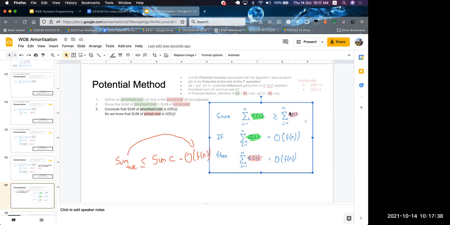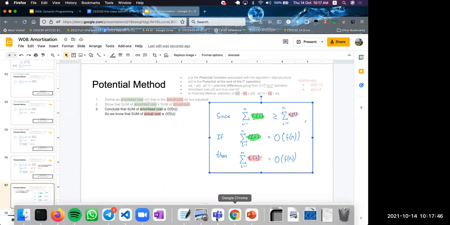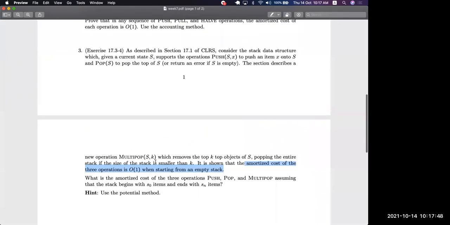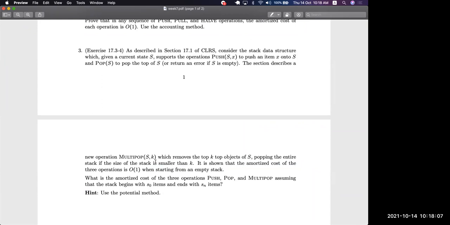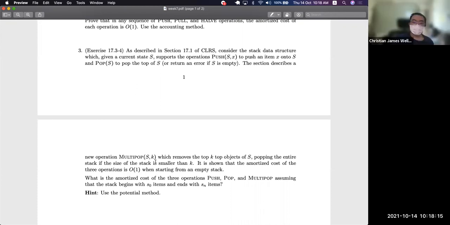Okay. Then for multi-pop, can I assume the size of the stack is always more than or equal to K? Because for example, when it's less than K, delta phi will change, and then the amortized cost will change also. Sorry, I don't follow the question earlier. You said assume the size of the stack is smaller or greater? Greater. That means whenever I multi-pop 5, for example, there will always be more than 5 items in the stack. I see.